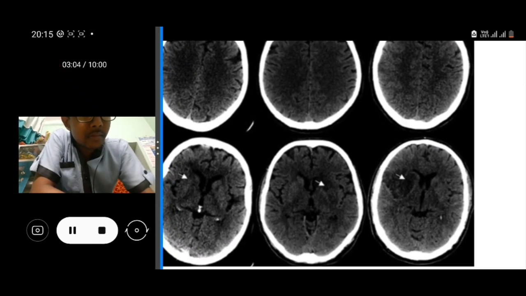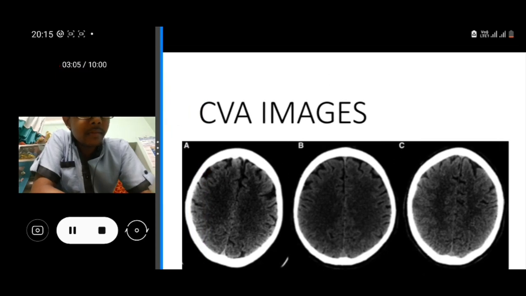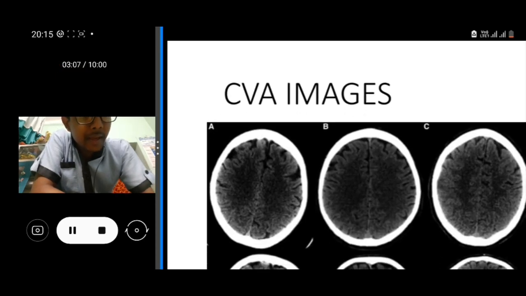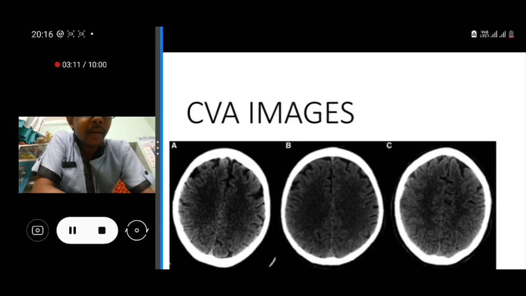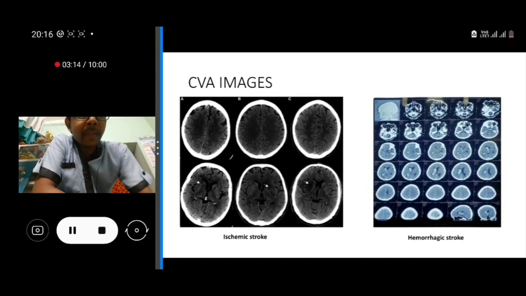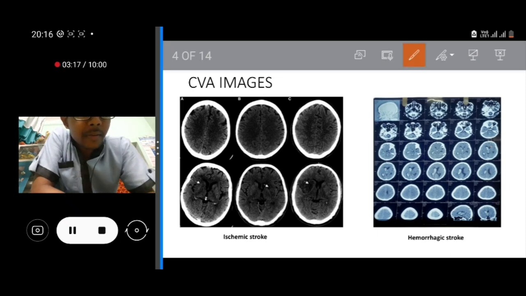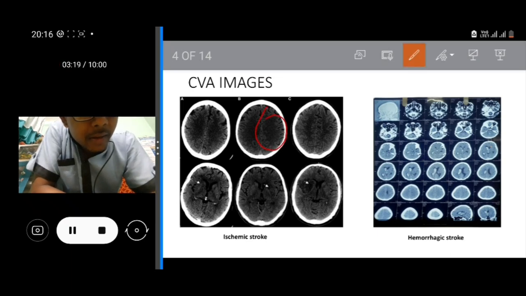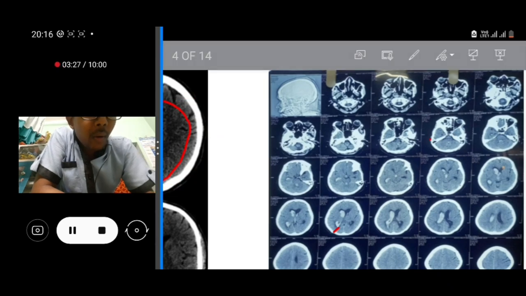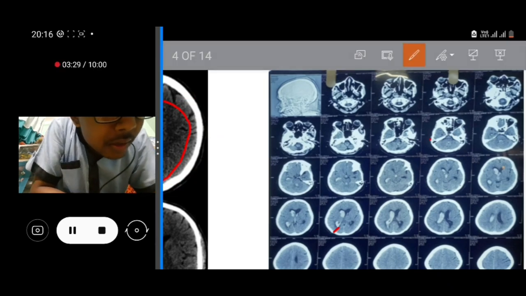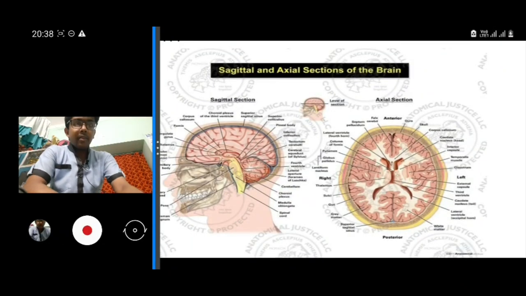Okay. See, these are blackish areas. I have said blackish area means ischemic stroke. In case of hemorrhagic stroke, there is a white area. See, white is hemorrhagic.